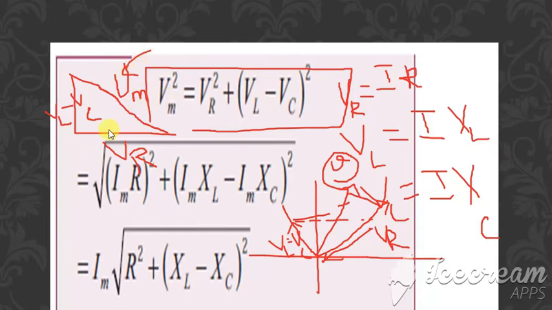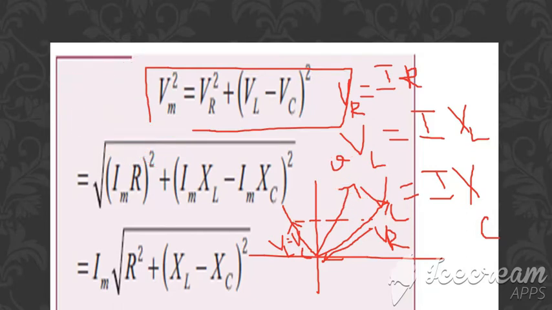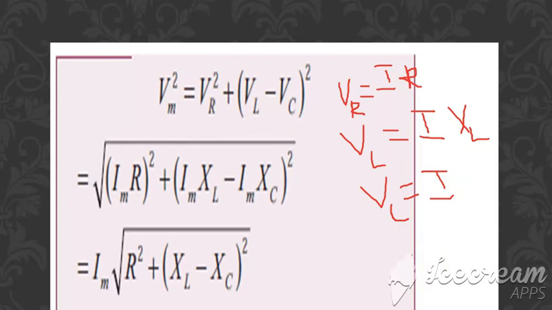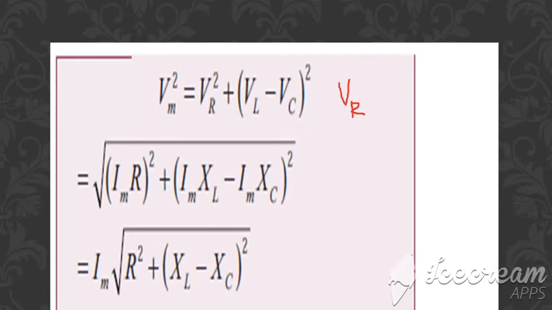So hypotenuse square is equal to the sum of the other two sides square. So it is VR square plus (VL minus VC) the whole square. Now we know the values of VR, VL and VC. VR is equal to I into R, VL is equal to I into XL, and VC is equal to I into XC. Substituting all these values, we get (Im into R) the whole square plus (Im into XL minus Im into XC) the whole square.